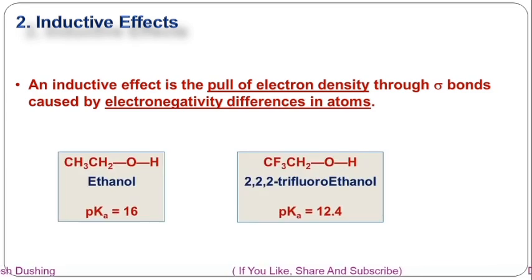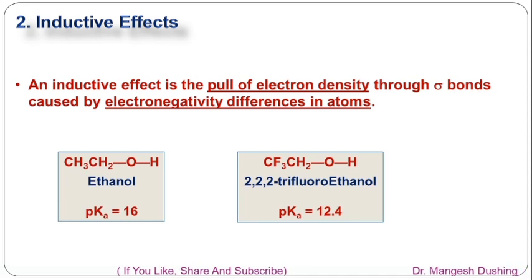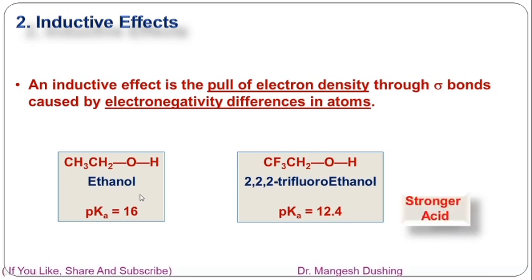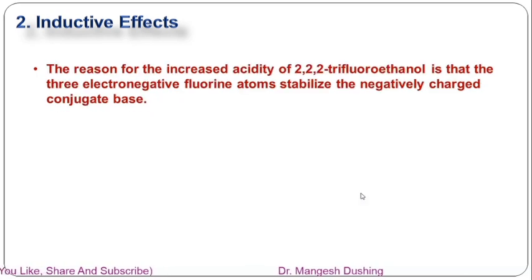So these are the two examples: ethanol, and the second example is 2,2,2 trifluoroethanol. Ethanol, the pKa value is 16, while pKa value for 2,2,2 trifluoroethanol is 12.1. So less pKa value for the second molecule. So 2,2,2 trifluoroethanol is more stronger acid than ethanol. What is the reason? We will see that one.